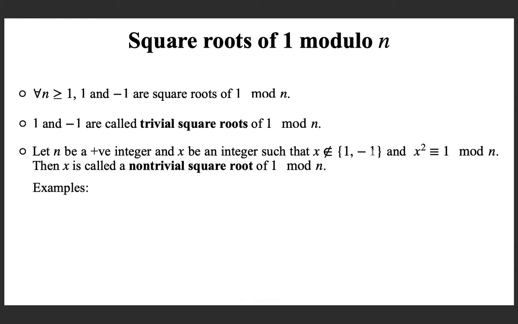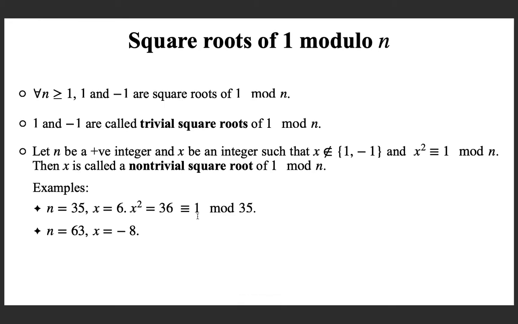Examples: take n as 35 and x as 6. When x is 6, x square is 36, and in the modulo 35 system, which is 1, because when you divide 36 with 35, 1 is the remainder. So, you can see that 6 is a non-trivial square root of 1 because 6 square is giving you 1.